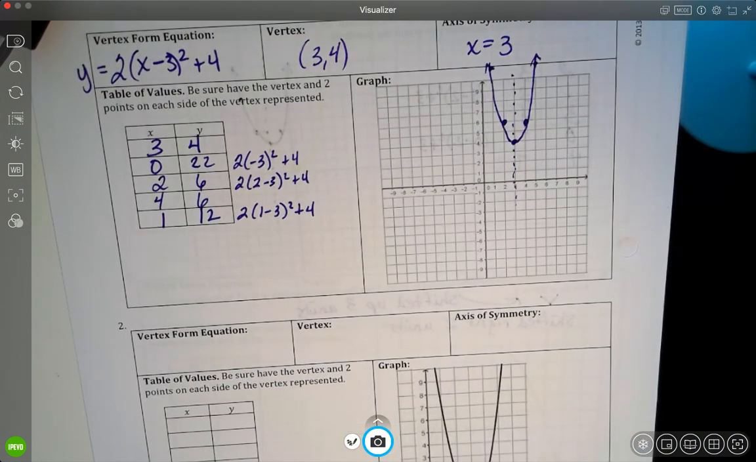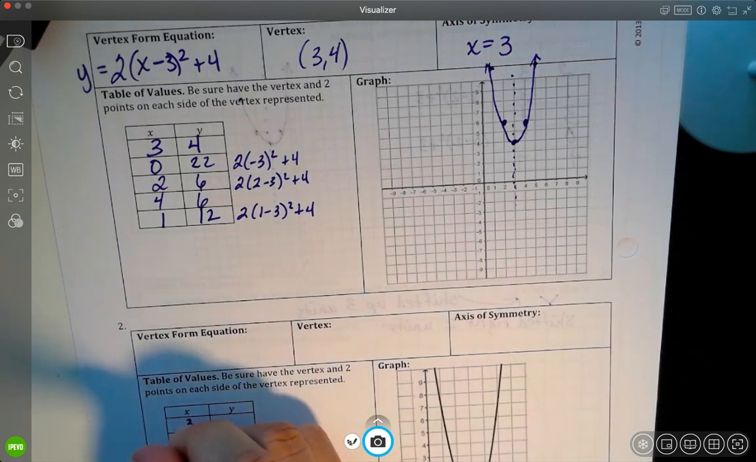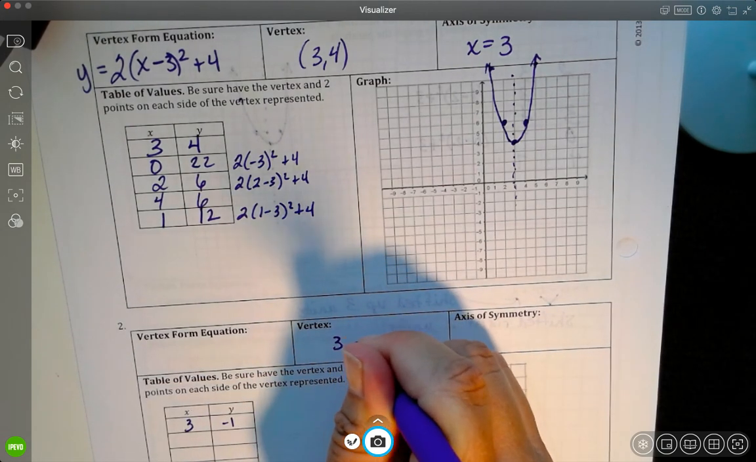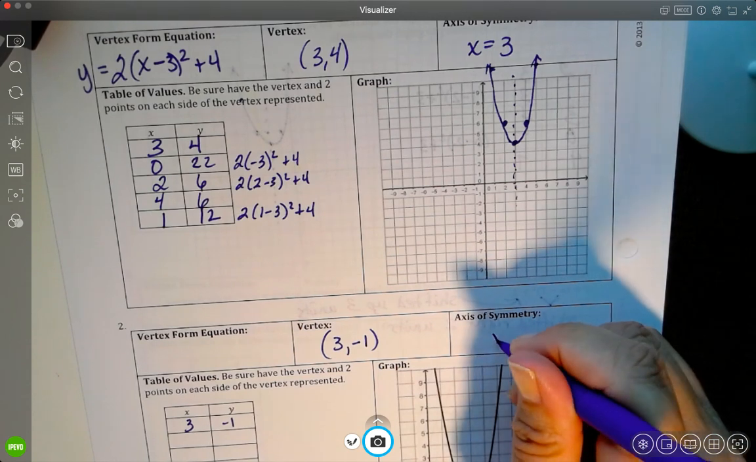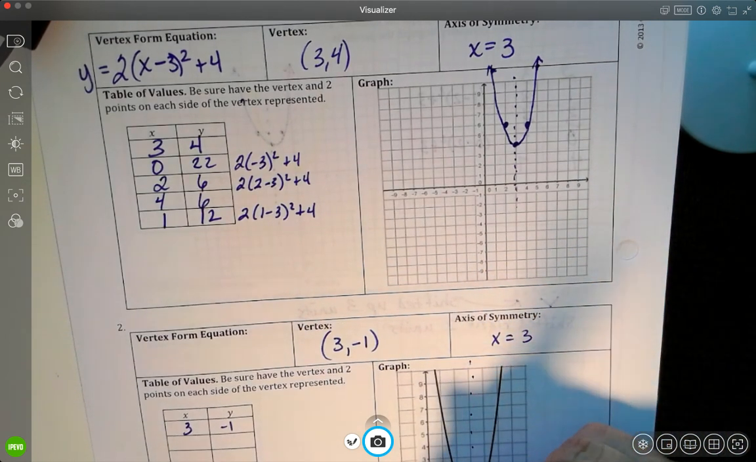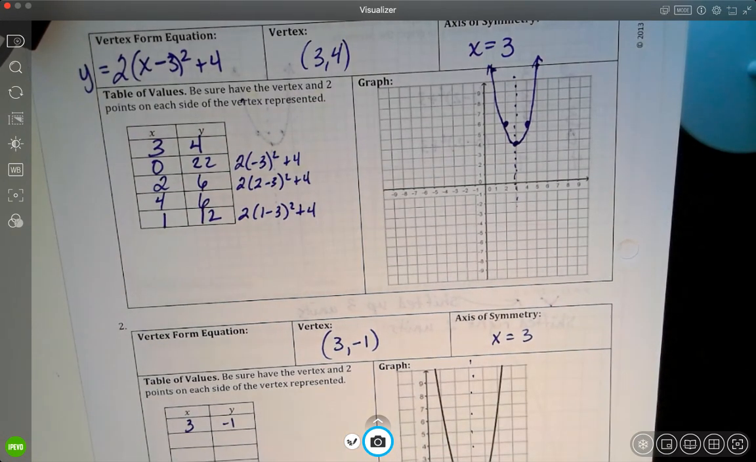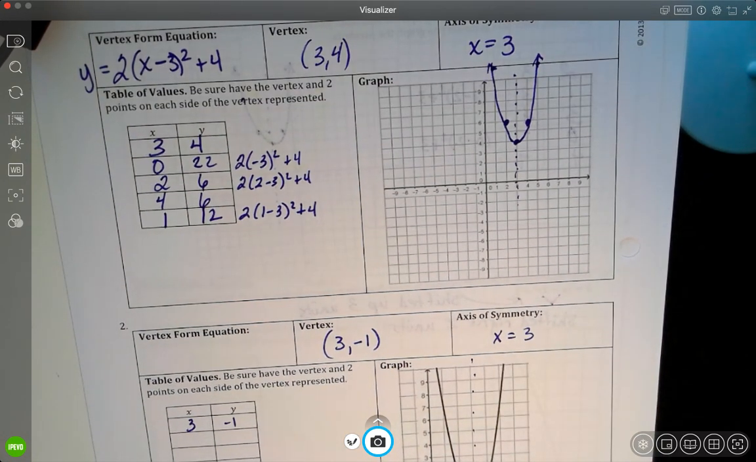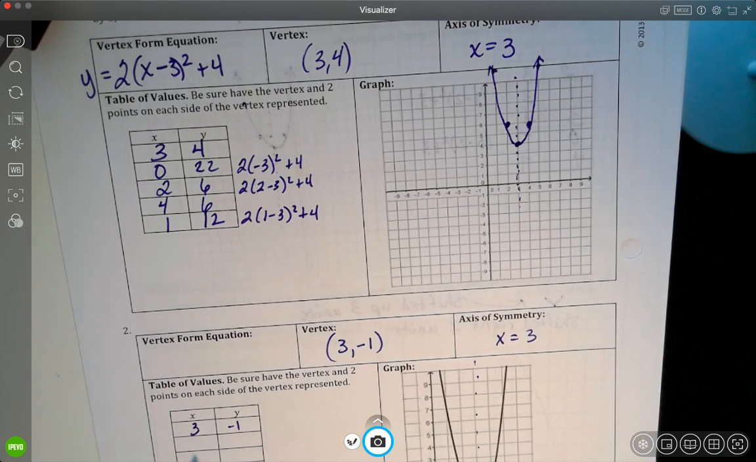This one, I'm not given a description. I'm given the graph, so I have to take clues from the graph in order to write my equation. All right, so I know that my vertex is at (3, negative 1), and then my axis of symmetry is x equals 3. You can see that right here. Okay, and then let's put in some other points in the table to help us a little bit.